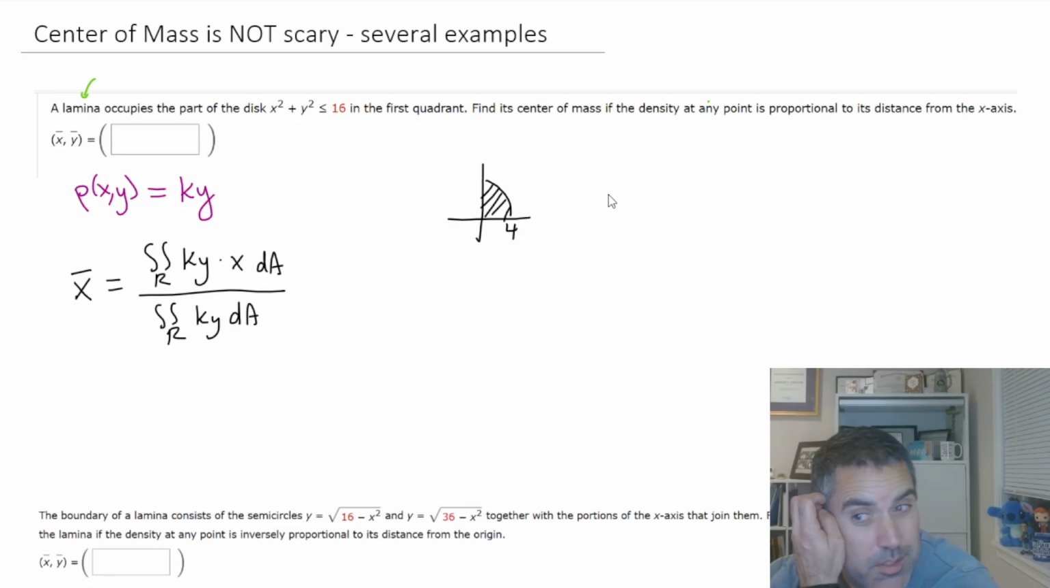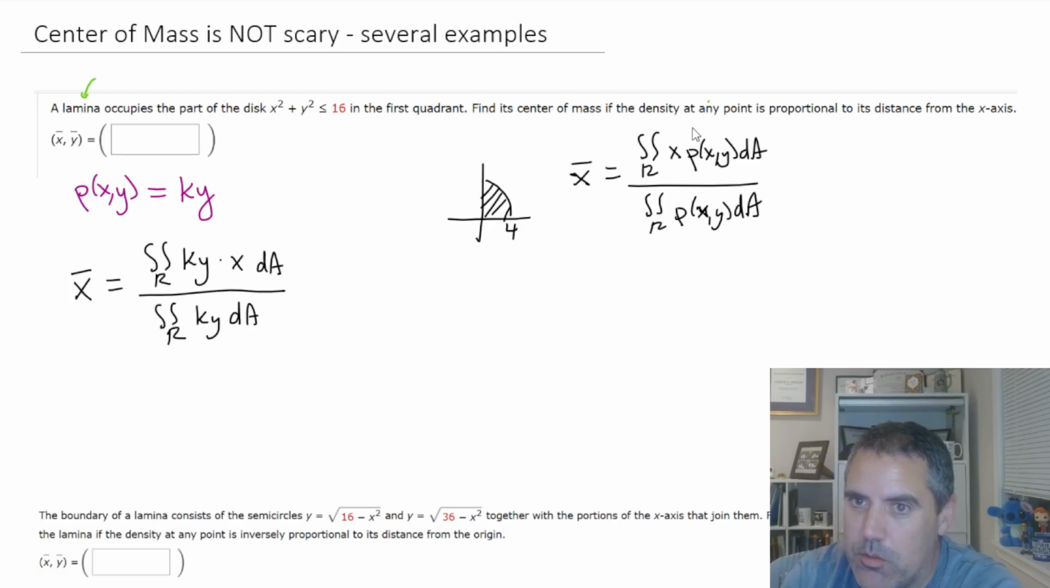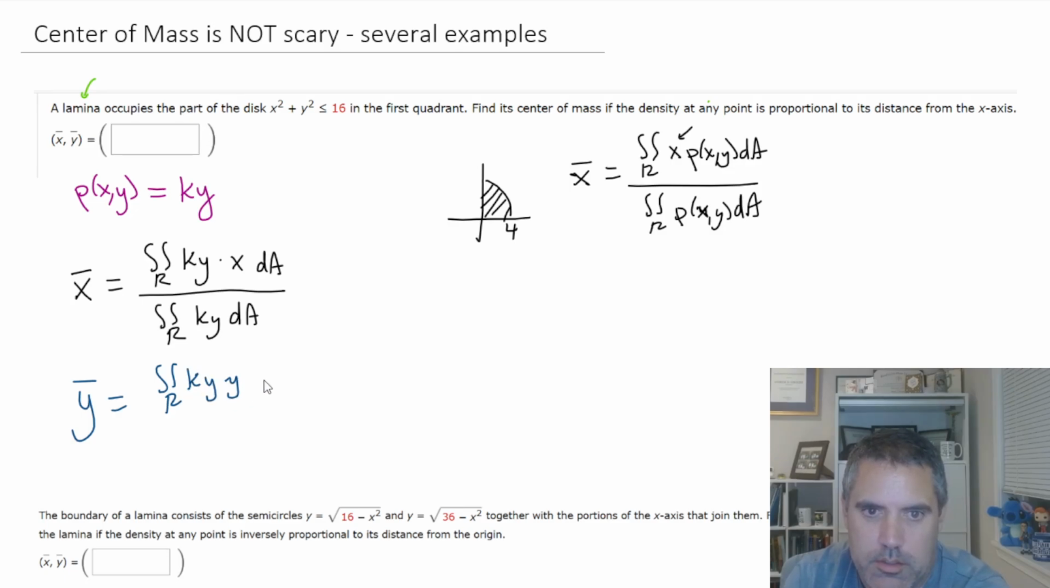So the formula, as we've seen, is that x bar is the integral of x times the density divided by the total mass, which is this. And then y bar, we do the exact same thing, except there's a y here. So that's all this question is. The other part of it is just a chance for you to show us your integration. So you'll do the same thing with y bar. It's going to look like the double integral of k times y dA over the double integral of k y dA.